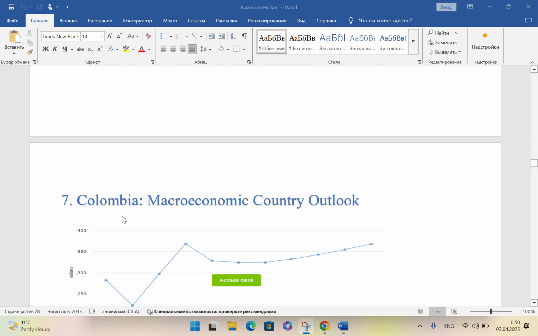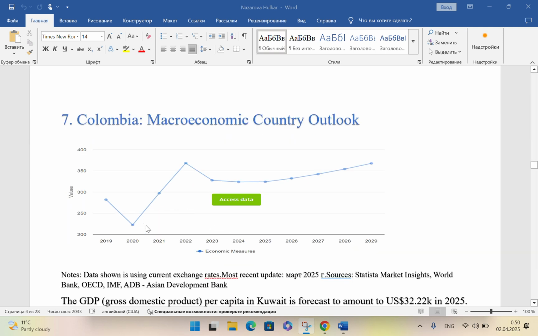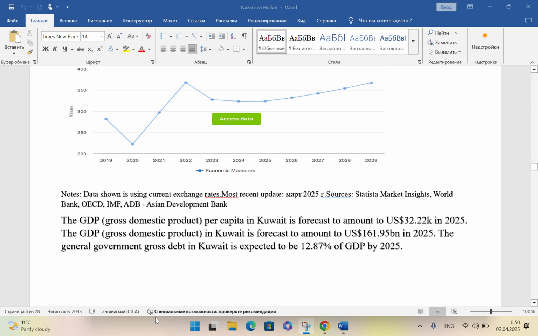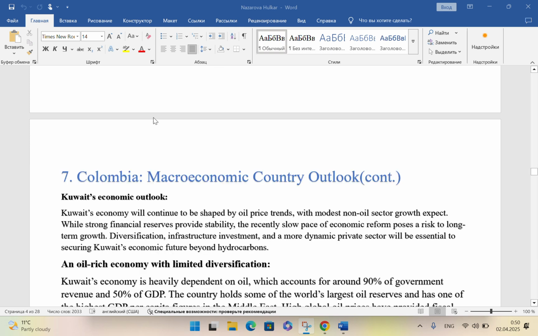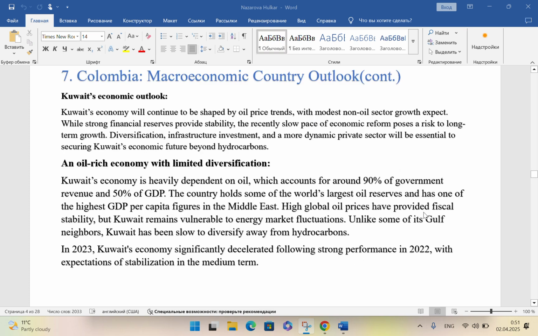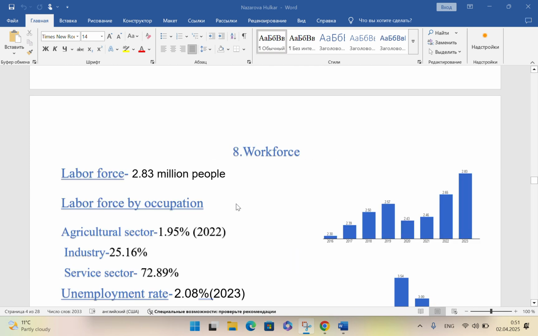So the second one is the Kuwait macroeconomic country outlook. The GDP per capita in Kuwait is forecast to amount to 32.22 thousand US dollars in 2025. Also, there is Kuwait's economic outlook. It will continue to be shaped by oil price trends, with Moody's noting non-oil sector growth, while strong financial reserves provide stability, the recently slow pace of economic reforms poses a risk to long-term growth. So there you can see a lot of information about oil and the workforce.